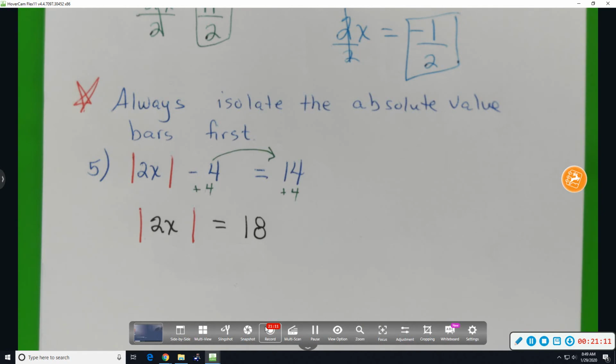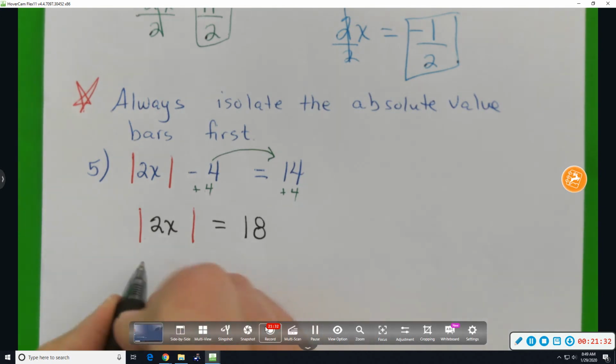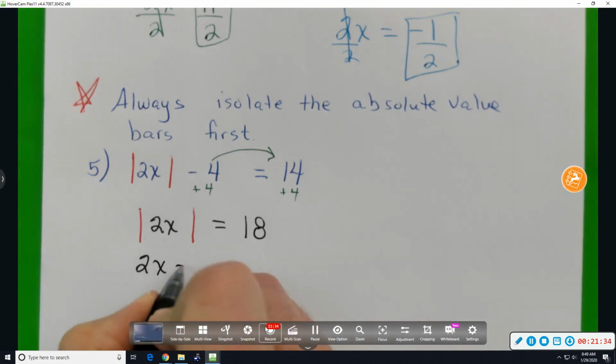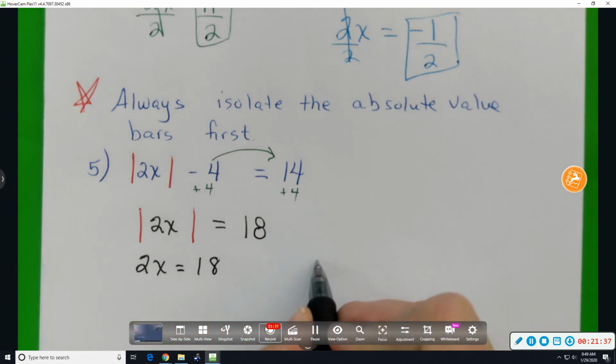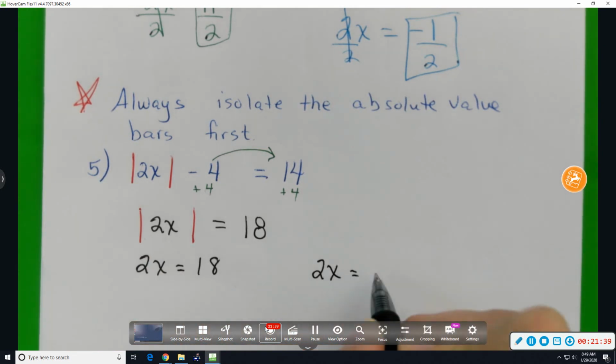So now, let's think. What's that logic for solving an absolute value equation? Yeah, positive and negative. Equal positive, equal negative. Either you have a positive 18 inside these absolute value bars or you have a negative 18. Okay? So I'm solving the equations. 2x equals 18 and 2x equals negative 18.